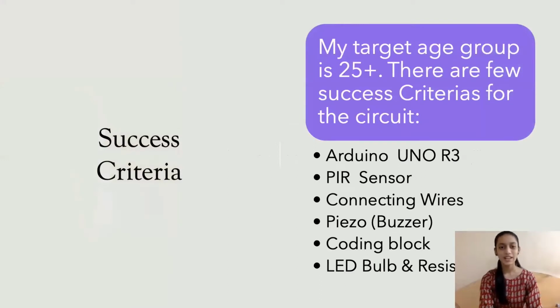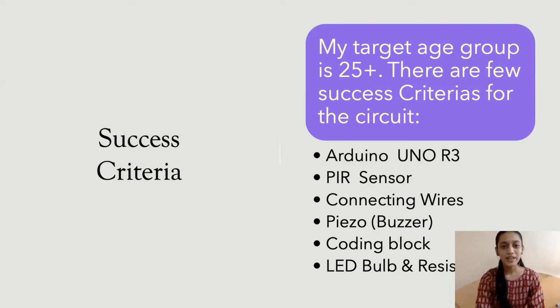The success criteria. My target age group is 25 plus. There are few success criteria for the circuit. Arduino Uno R3 board. We need it because we have to take inputs and convert into outputs so that the device works. PIR sensor. We need it so that it can sense or detect the motion.